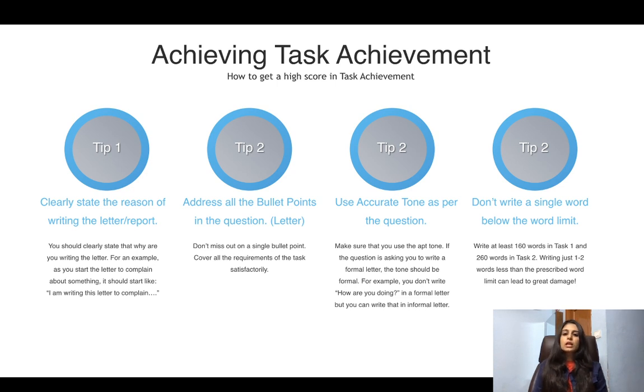Okay, tip 2 is address all the bullet points in the question. Yes, this is very important. This is something we also read in our band descriptors, that you should achieve your task response or task achievement, you should be catering to each and every bullet point in your letter. So there are 3 bullet points and you should be focusing on each one of them in different paragraphs. So your bullet 1 becomes paragraph 1, your bullet 2 becomes paragraph 2, bullet 3 paragraph 3. So this is how you would write about each and every bullet point in respective paragraphs.